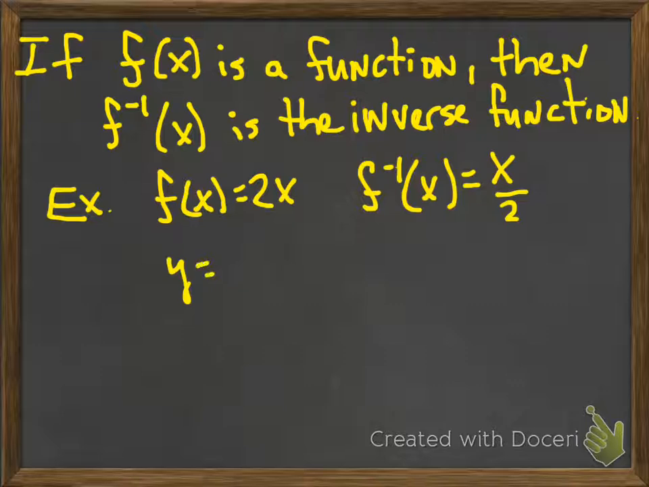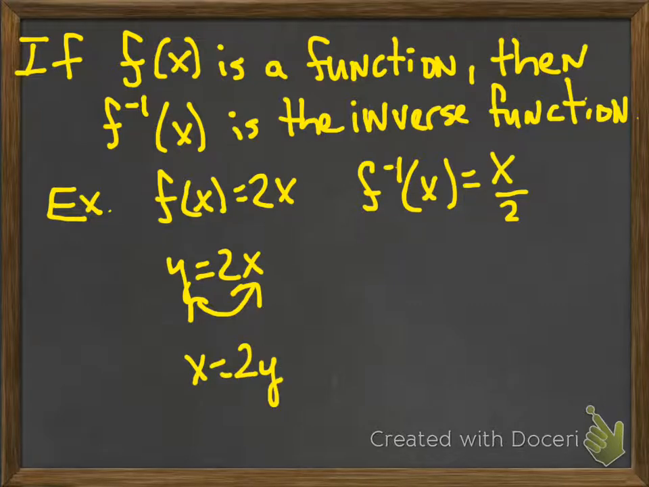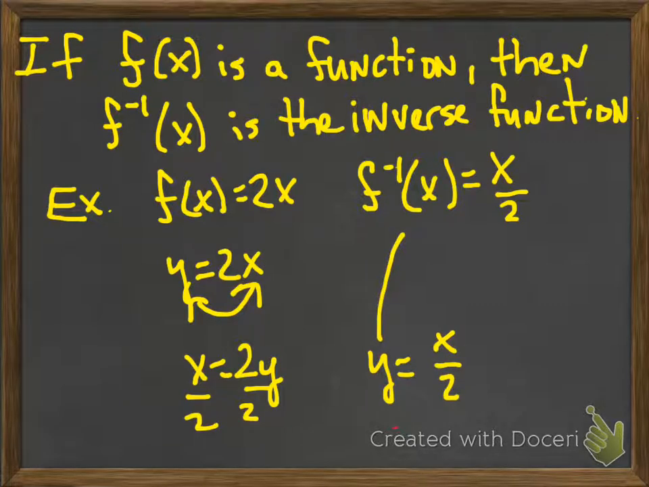The way that I get that is by changing f of x to a y, then switching the x and the y, and then I need to solve for y. So how do I solve for y? I've got a 2 times y divided by 2. So y is equal to x divided by 2, and then I can change this answer back to f of x, but since it's the inverse, I say f negative 1 of x. So f inverse of x.